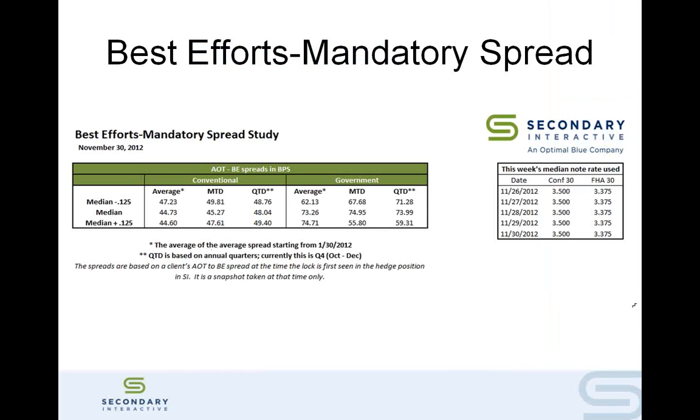This slide, and the next couple of slides actually, are an example of starting that process. When we start to set the target, you need to come up with some methodology to define what the best efforts mandatory spread was at any given time. We send this index out, we generate it on a weekly basis, and we get it out most of the time like that.